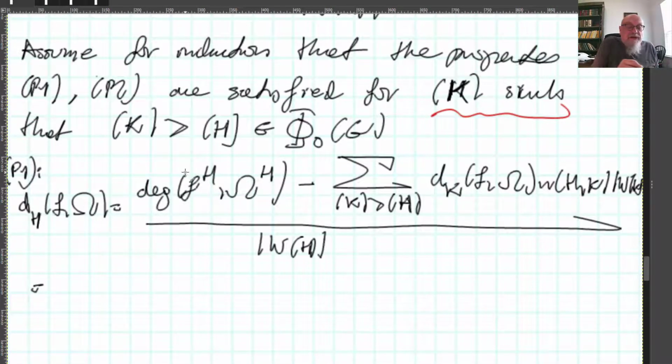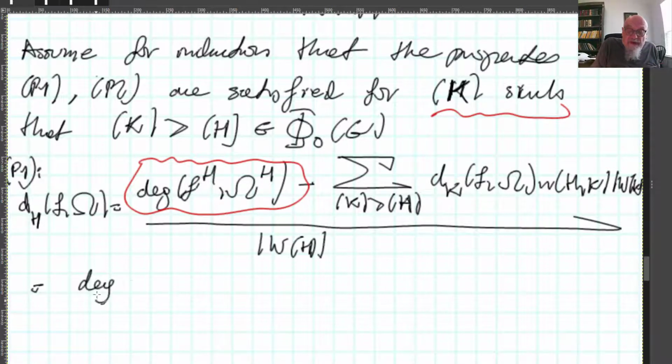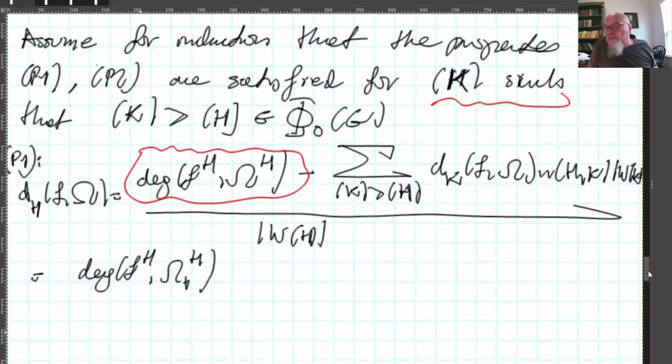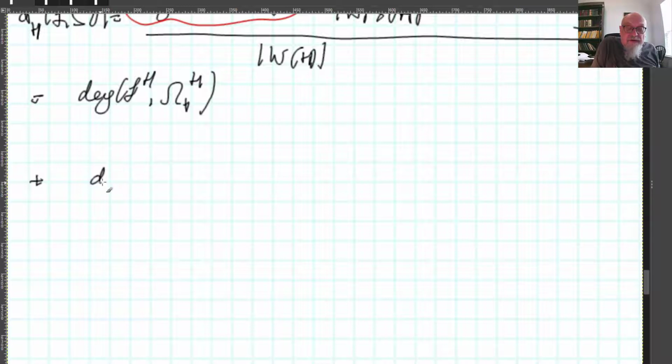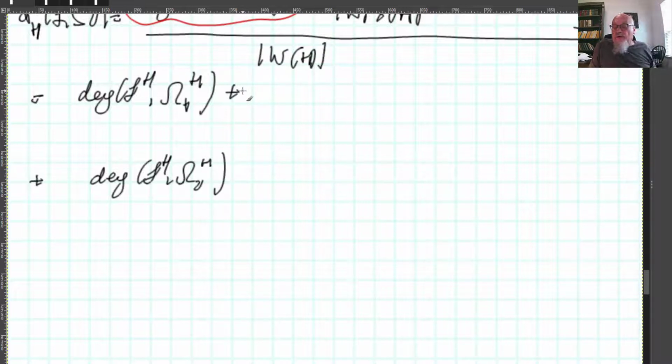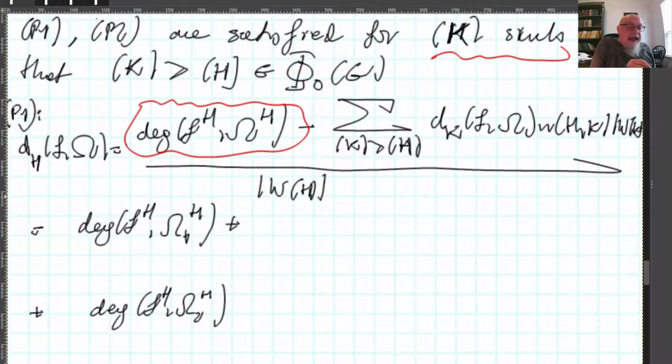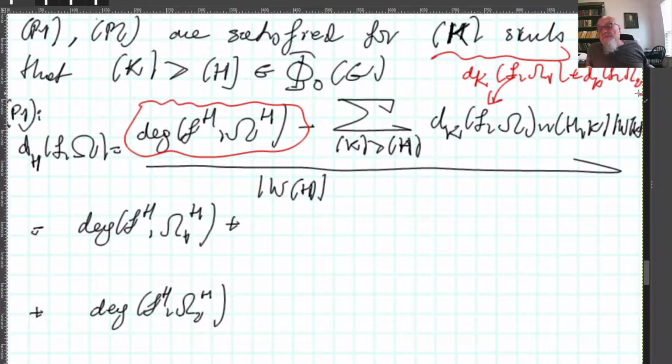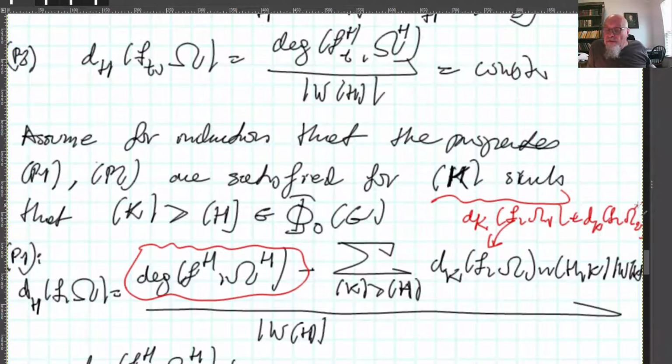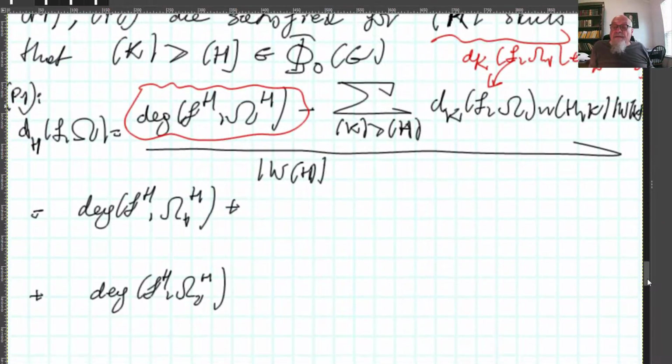Now additivity: I can split the degree, because this is the Brouwer degree, and this part has the additivity property. So I can split these two things. This is the degree of f_H on omega_1H, and then the degree of f_H on omega_2H. And then plus, for the sum, I replace by the induction assumption, that one will be equal to the degree_K f omega_1 plus the degree_K f omega_2.